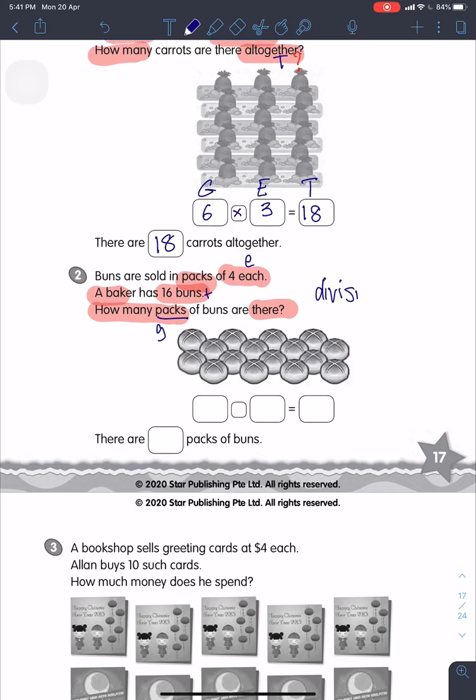Okay, so to do a division, we do 16 divided by 4, which gives you 4. Therefore, there are 4 packs of buns.